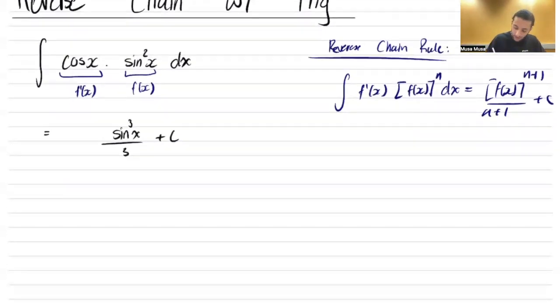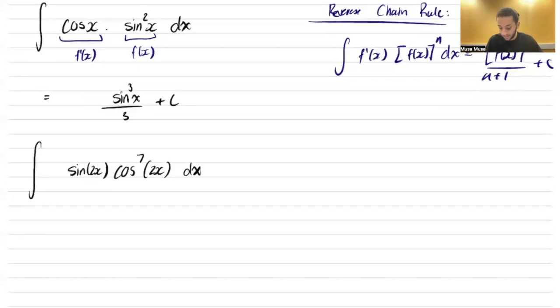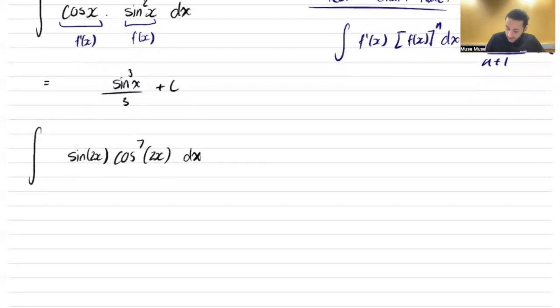What if you had something like the integral of cos to the 7 2x sine 2x? You need to ensure they have the same argument, or else reverse chain rule doesn't work. You'd have to do some other approaches. But for us, the arguments are going to be the same. What you're going to say is, what does it seem like my function is? Well, it's the thing that's put to the higher power. It seems like cos 2x is the function, and it's put to the power of 7. So f of x equals cos 2x.